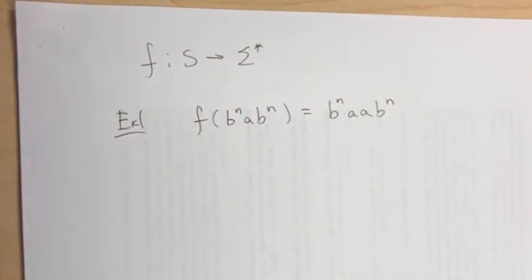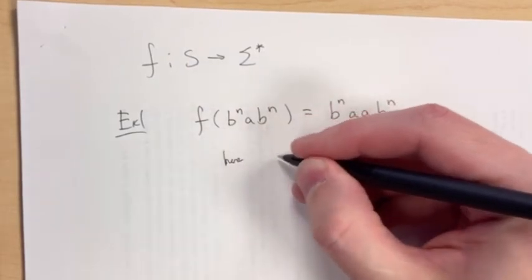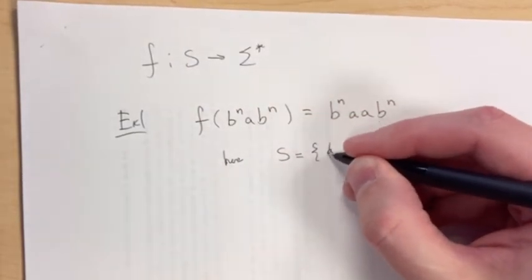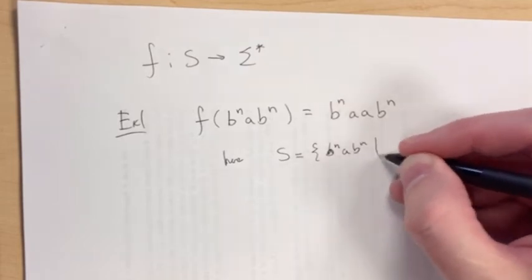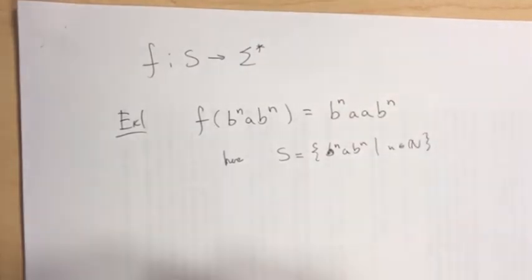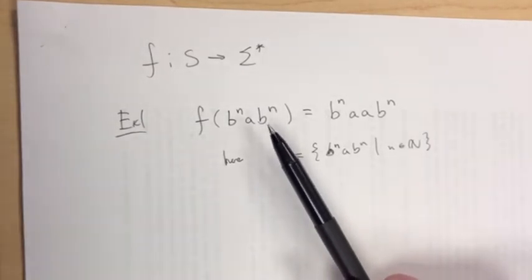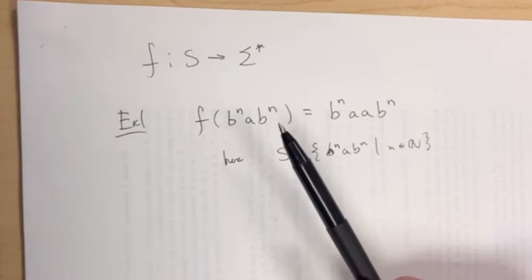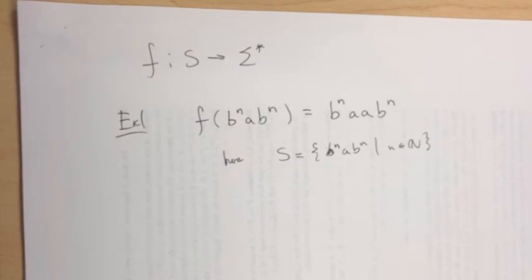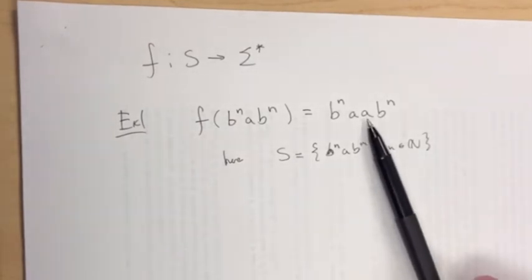All right? So this is a function where the things you plug into it, you're not allowed to just plug whatever you want into it. What you plug into it has to look like b to the n, a, b to the n. So in this case, the domain set is the set of all strings that look like b to the n, a, b to the n, where n is a natural number. All right? Rather than just an x here, I am requiring that the input have a specific format. And what f does is it just inserts another a in the middle.